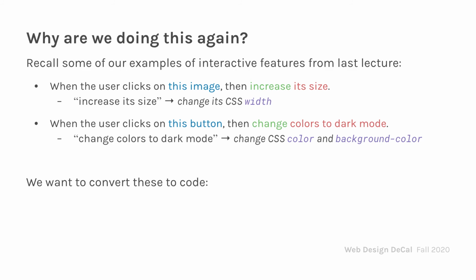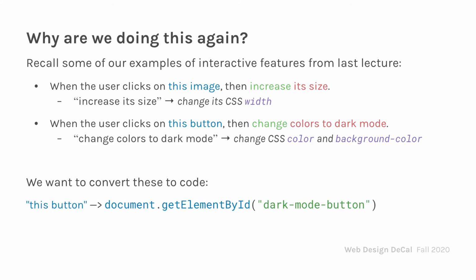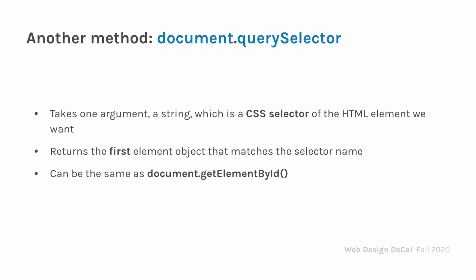When we convert these to actual code, we get into the very detailed stuff I just explained. Maybe this button we refer to as document.getElementById dark mode button. Maybe that's the ID of the button itself. And now we're able to access this button, and that's done by the getElementById function that I just explained. Then to change CSS, I'll be going over that in the next couple of slides. Basically, this is where the interactive features begin.